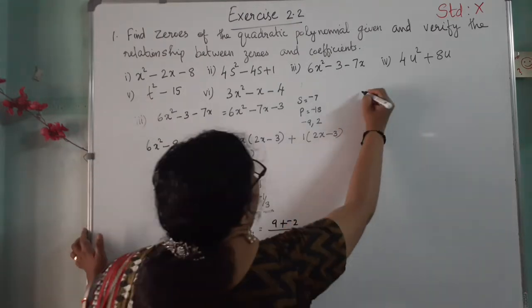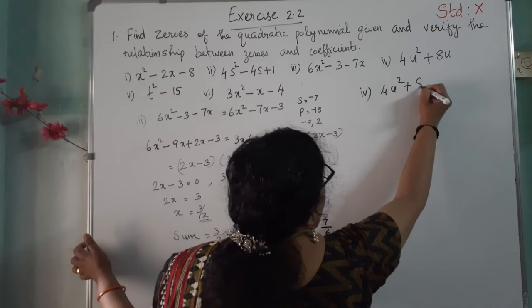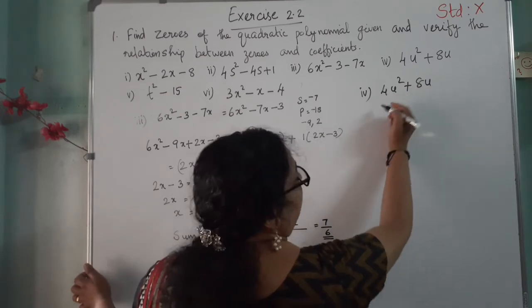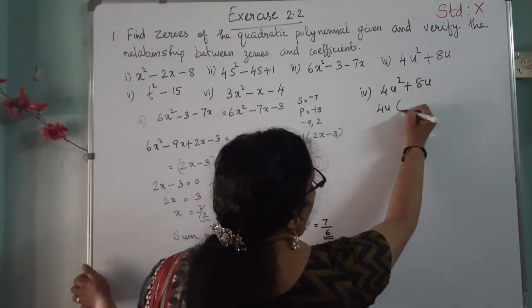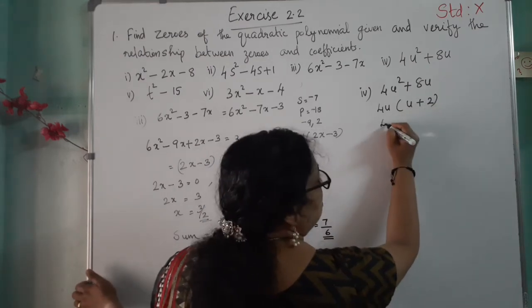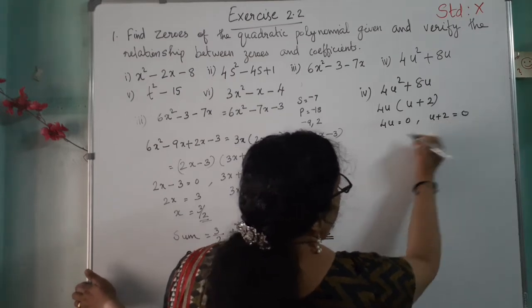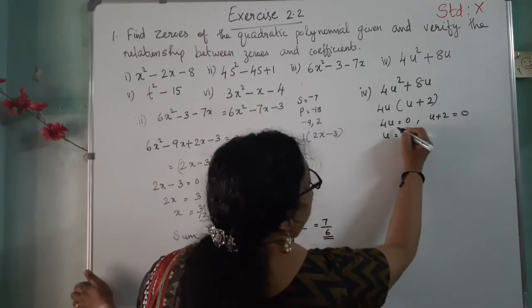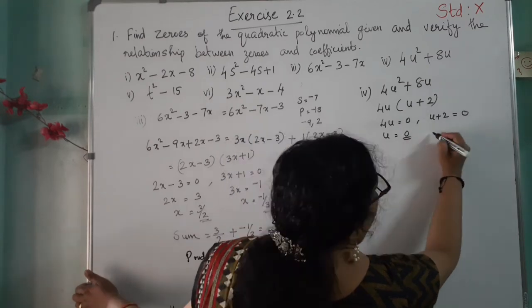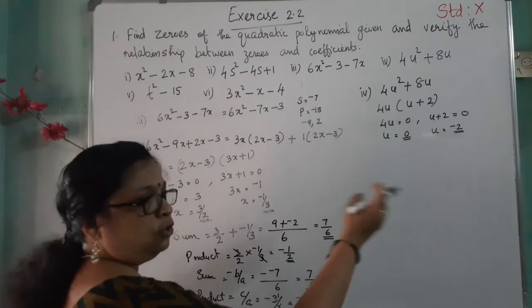Then the fourth question, 4u square plus 8u. From this we can take 4u outside, that is 4u into u plus 2. Then these are the factors, so we can write 4u equal to 0, u plus 2 equal to 0. Then here u equal to 0 by 4, that equal to 0. Here u equal to minus 2. So the values of u are 0 and minus 2.